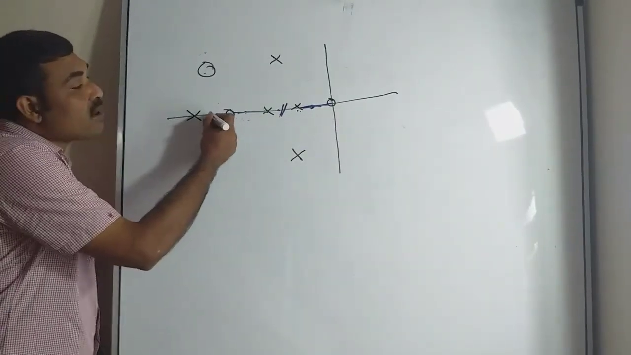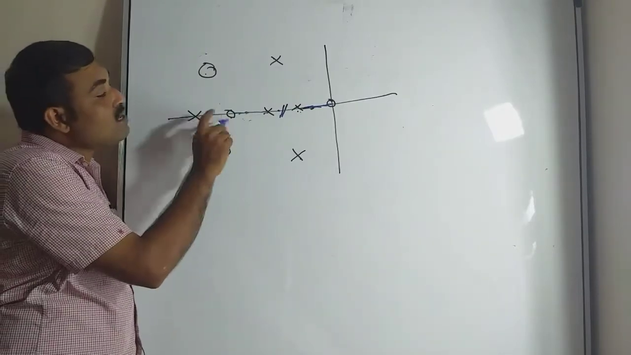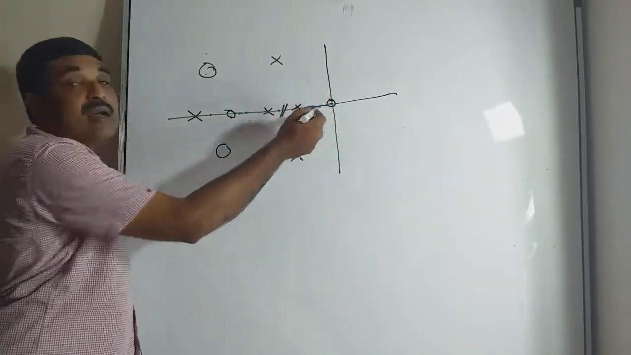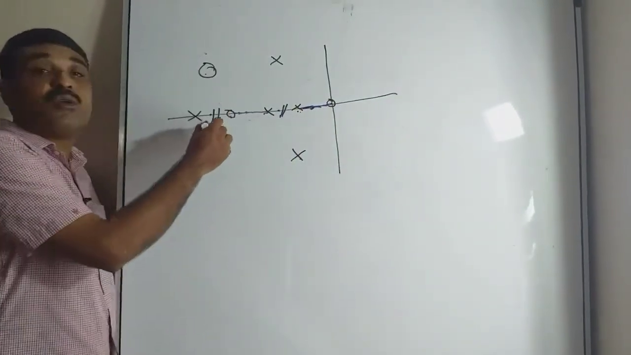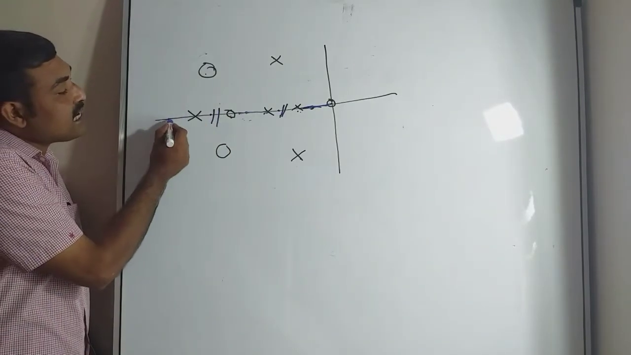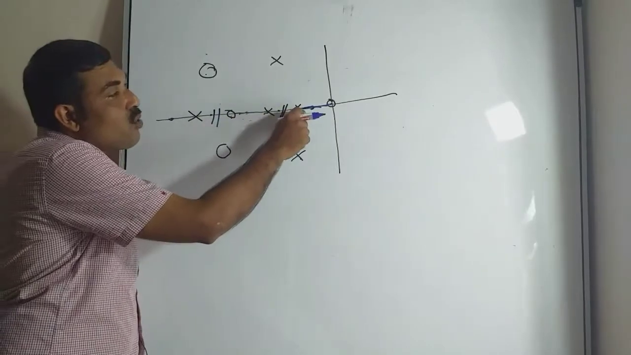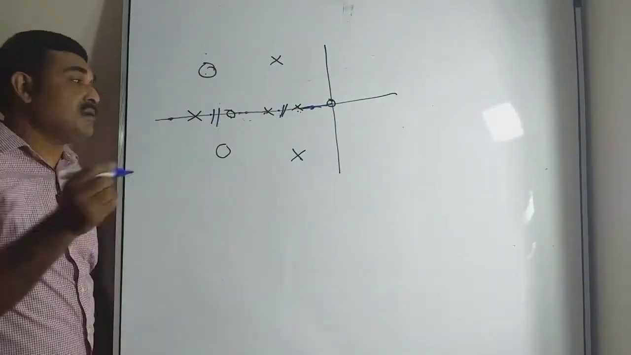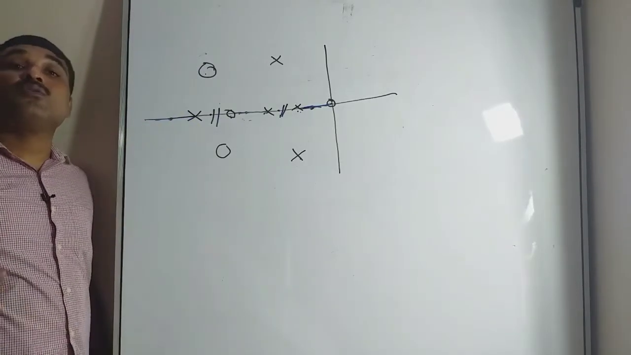Now take a test point here. Then count the poles and zeros towards the right of this point. So 1, 2, 3, 4. That is an even number. So this portion is not on the root locus. Now consider a test point here. So we have 1, 2, 3, 4, 5. So the sum of poles and zeros is an odd number. So this portion of the real axis lies on the root locus.